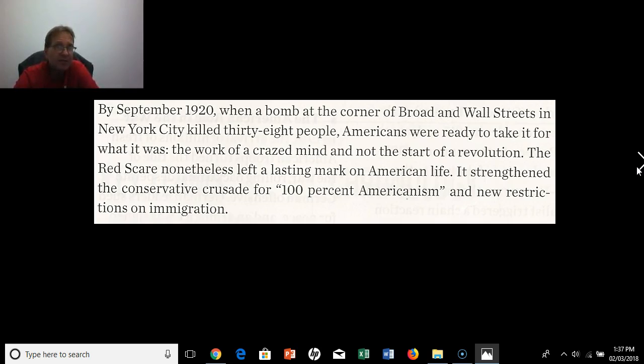By September of 1920, though, when a bomb at the corner of Broad and Wall Streets in New York City killed 38 people, Americans were ready to take it for what it was, the work of a crazed mind, and not the start of some revolution. The Red Scare, nonetheless, left a lasting mark on American life. It strengthened the conservative crusade for 100% Americanism and new restrictions on immigration, as we'll see will happen in the 1920s. The door closes on unlimited immigration to the United States in the 1920s.